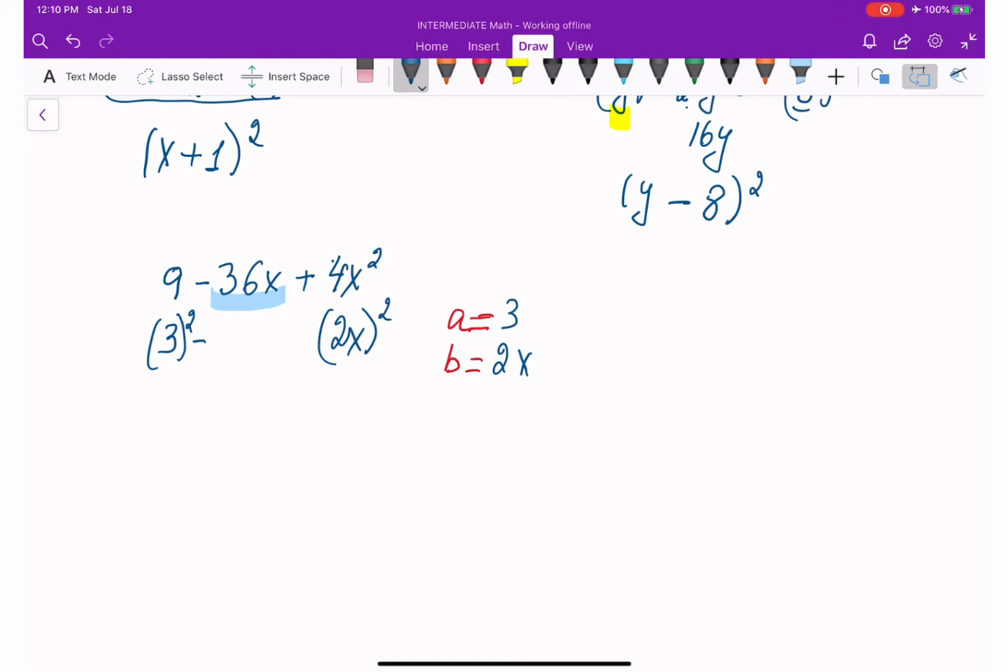It's going to be minus, and we have to get 2ab here, right? This is supposed to be 2ab. So we multiply by 2. My a is 3, my b is 2x. Let's see if we get 36. 2 times 3 is 6. 6 times 2x is 12x. Well, it's not going to work. This way, we can decide that you cannot apply the perfect square.